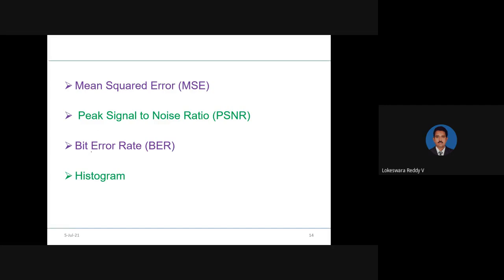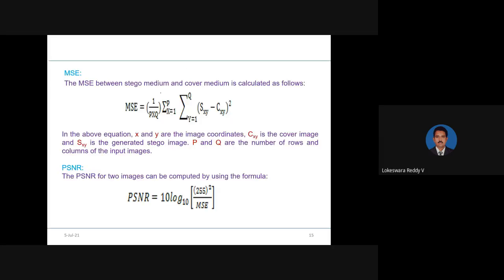So using MATLAB, we can easily find out the MSE values, PSNR, BER as well as histogram. Next, this is the equation for mean squared error. MSE is equal to 1 by P into Q, where P and Q are the number of rows and columns of the input image, X and Y are the image coordinates, S(X,Y) is nothing but the stego file and C(X,Y) is nothing but the cover image. Here file in the sense image file. So stego image and cover image. Substituting these values, finally we'll get the MSE.